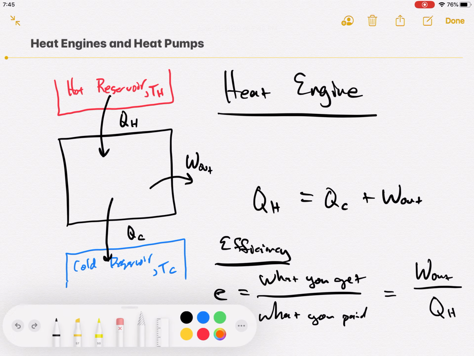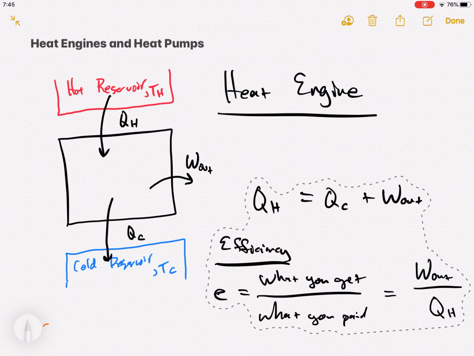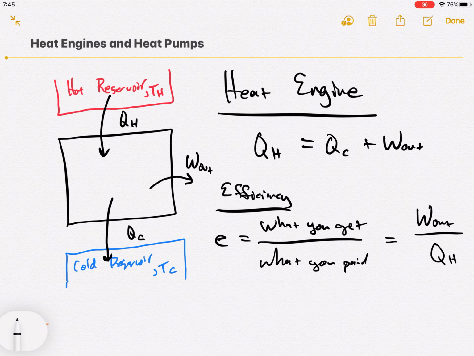Well, that's another consequence of the second law of thermodynamics, and we will get to that in a future lecture. For now, I can give you the equation for the maximum theoretical efficiency, and it has to do with the temperatures. It's 1 minus T cold over T hot. 1 minus T cold over T hot.